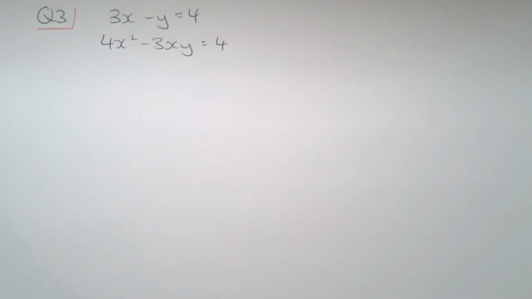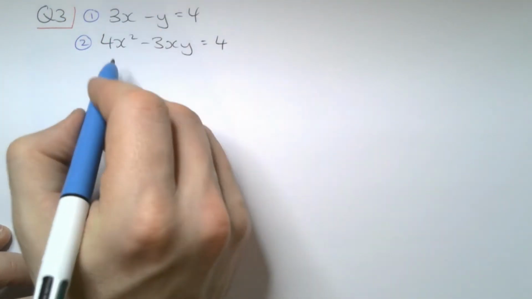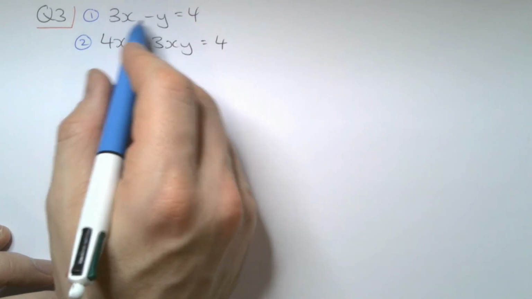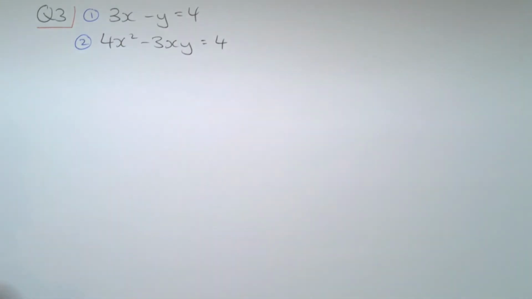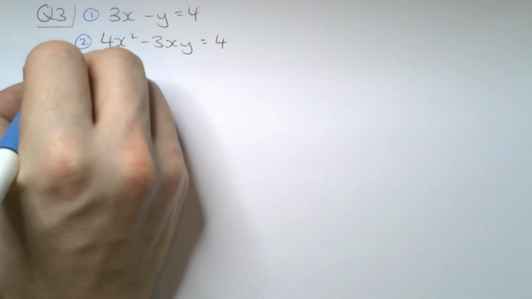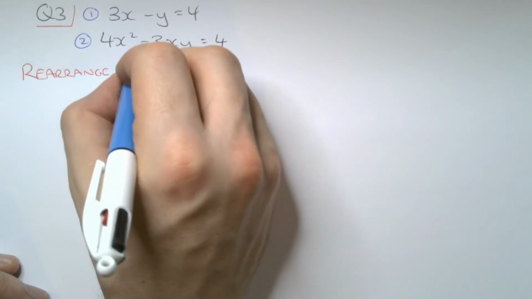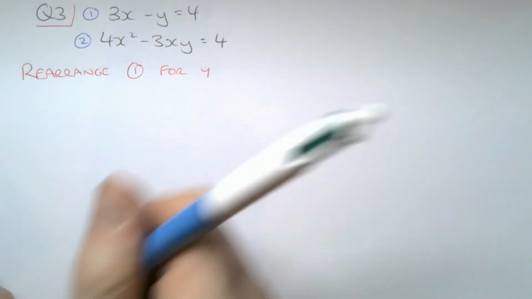Okay, the third and final example here is 3x minus y equals 4 and 4x squared minus 3xy also equals 4. So we have to look at these two equations, equations 1 and 2, and decide which is easier to rearrange. Now, it's always going to be the one without a squared. So it's going to be this one, and I think it's easier to rearrange for y here. Although you can do it the other way, but why would you? It's too much work. More likely to make a mistake. So rearrange equation 1 for y.